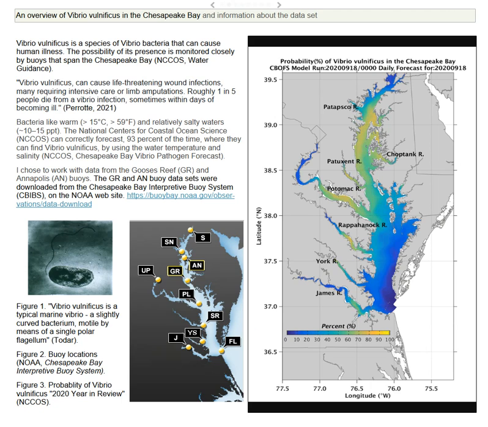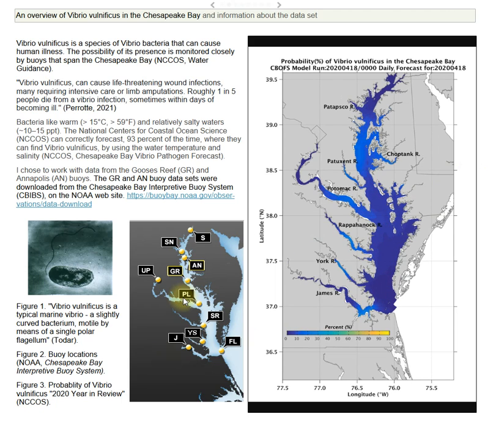The National Centers for Coastal Ocean Science, NCCOS, can correctly forecast 93% of the time where they can find Vibrio vulnificus by using temperature and salinity measurements. They have many buoys spanning the bay which collect these measurements, as you can see in Figure 2.